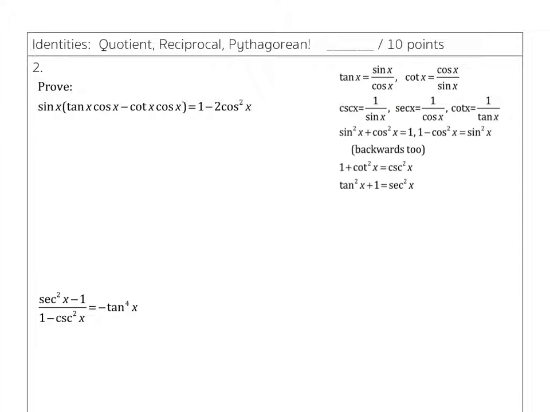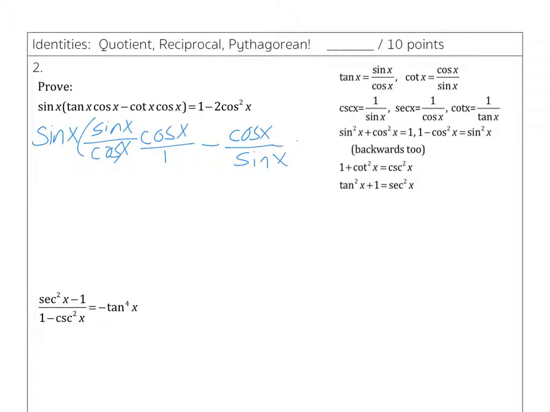Here we're looking at some identities. First thing I might do is to take a look at my first identity and try to convert everything to sine and cosine. So that's sine x. Then I've got sine x over cosine x, and cosine x can stay the same. I might write that as cosine over 1 because I have some fractions in there. Cotangent of x is going to be cosine x over sine x. Multiply that by cosine of x over 1.